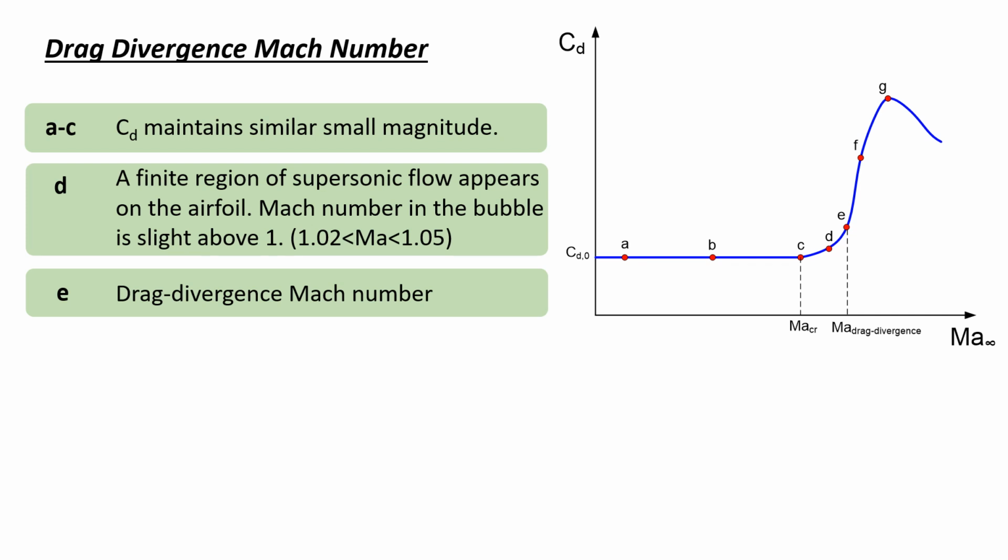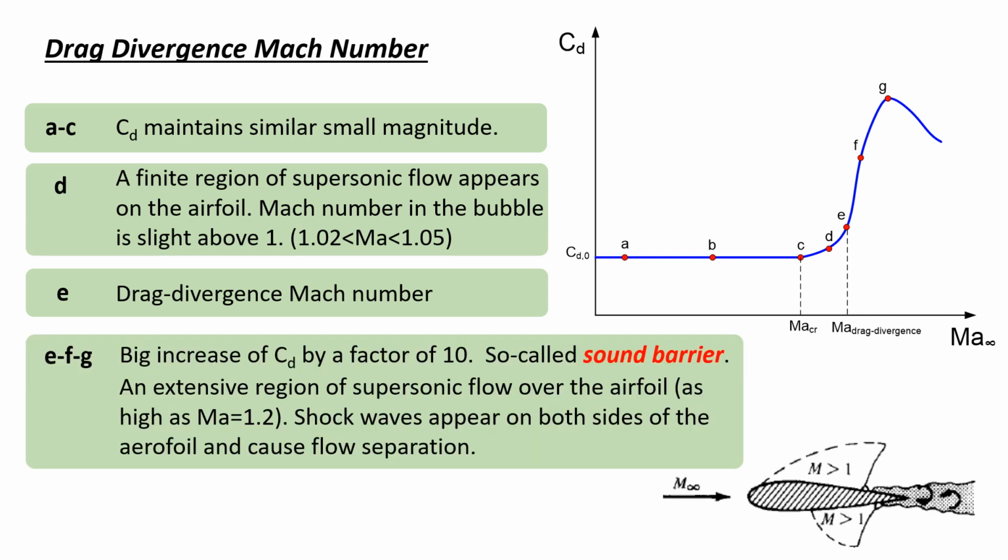Okay, you can see comparing the CD at C and E, there's a substantial increase, right? And then we move to sections E, F, and G. So there is a big increase of CD by a factor of more than 10. Because the drag increases substantially, we call this the sound barrier. So in order to fly at such a CD, you need to overcome the drag induced at this regime. And there will be an extensive region of supersonic flow over the aerofoil, as shown here.